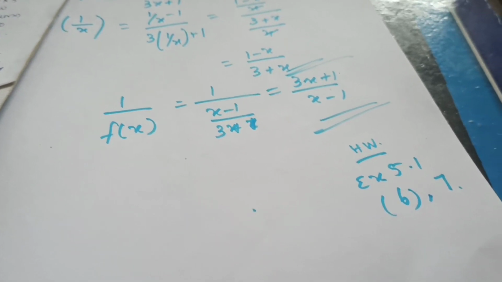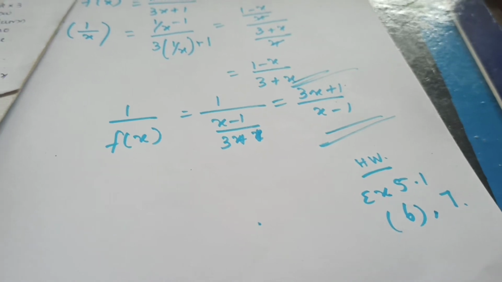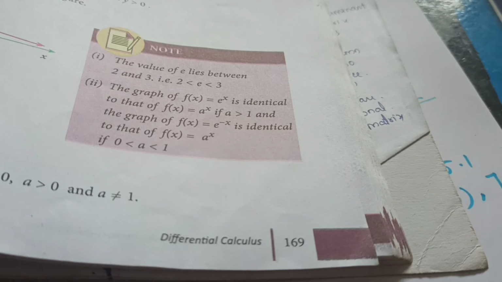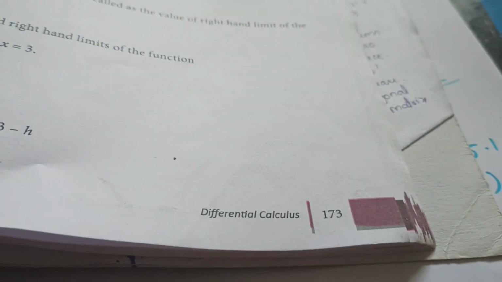Okay, so will you do? Two problems are homework. Exercise 5.1, problem number 6 and 7 is your homework. Please try it and check the answers. Okay children, I think you can do it. I'm not going to waste the time for the simple reasons.